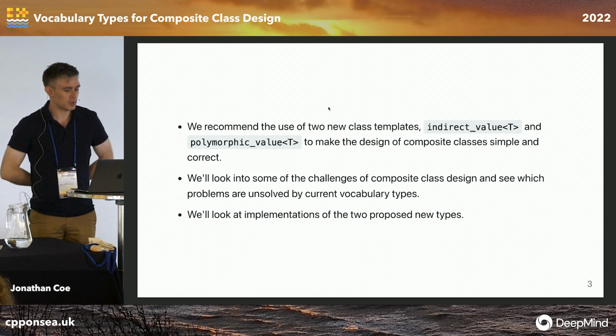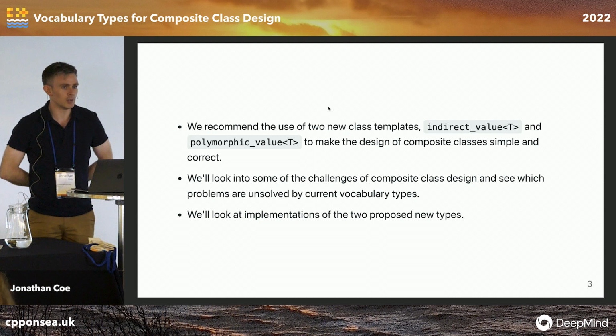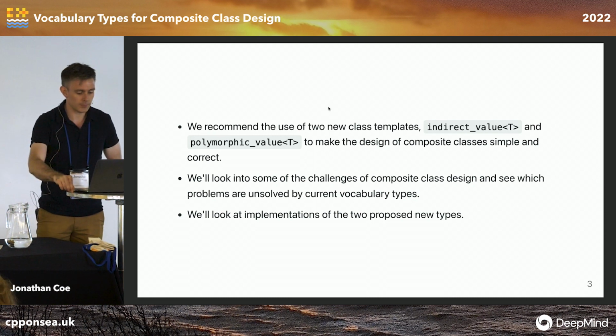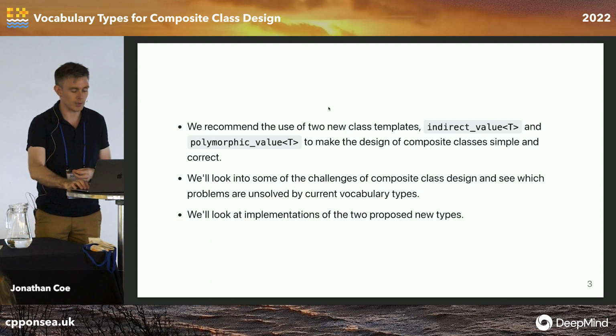But first of all, we'll look at some motivation. We're going to dig into some of the challenges of composite class design and see which problems remain unsolved by the current repertoire of standard library vocabulary types. And then, if time permits, we'll dig into our implementations of these two new proposed types.